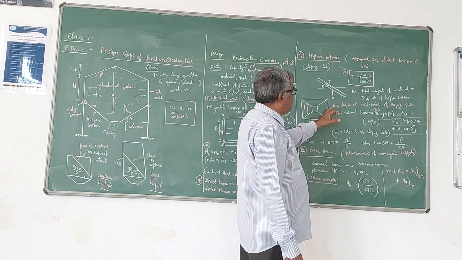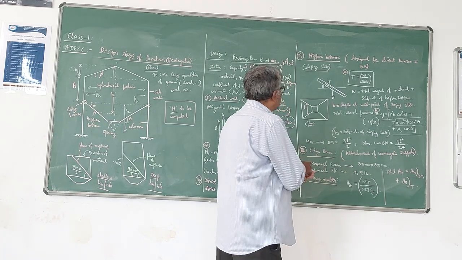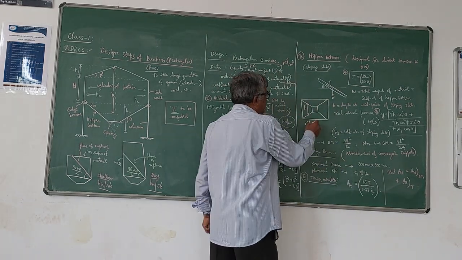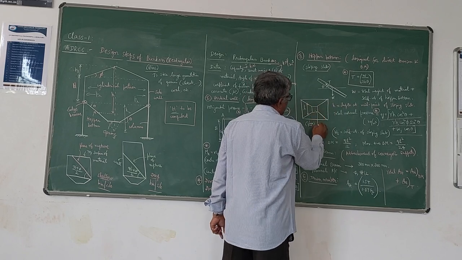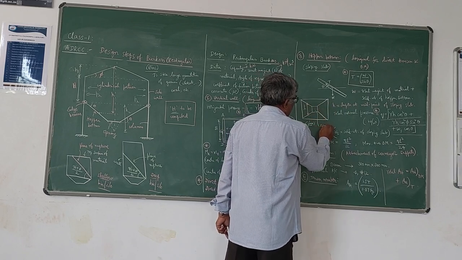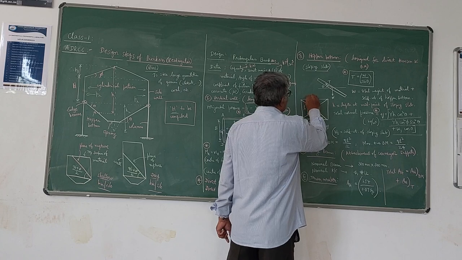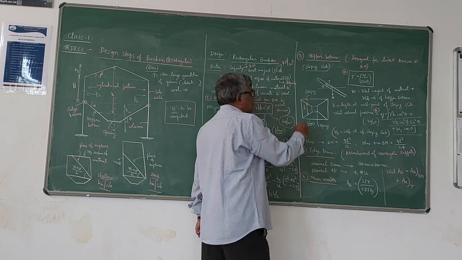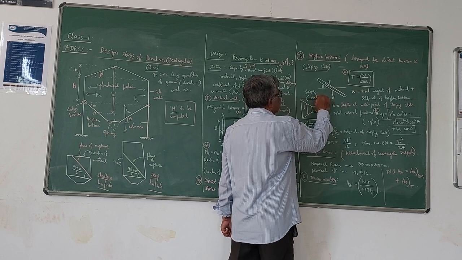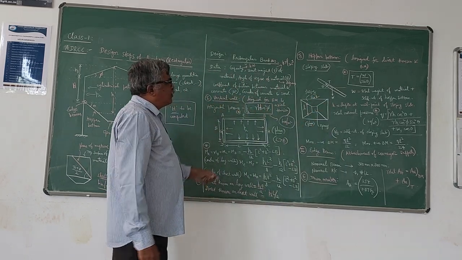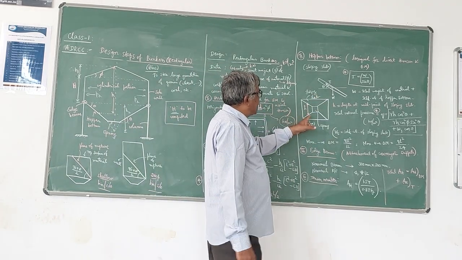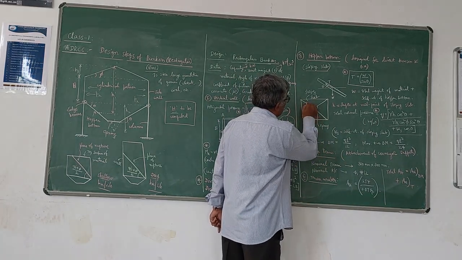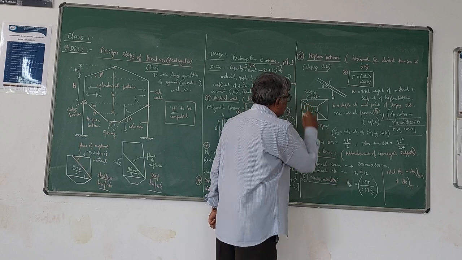Now, what we have to do here is, suppose you take the plan of the upper hopper portion. This is the opening portion, and these four are the sloping slabs. Now here, how to take L: L is nothing but the center to center distance of these two points of the sloping slab. That is small l.